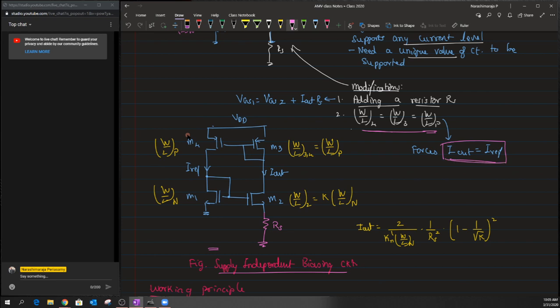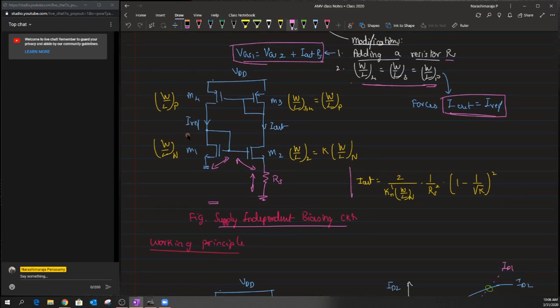The second modification is that when we add this resistor Rs into the circuit, we end up with a relation where VGS1, that is the VGS of our M1 transistor, is split into two components. One is the VGS of M2 plus the drop across the resistance Rs, due to which one could write this particular equation. After all this manipulation, one could write this expression for I out to be equal to this quantity.